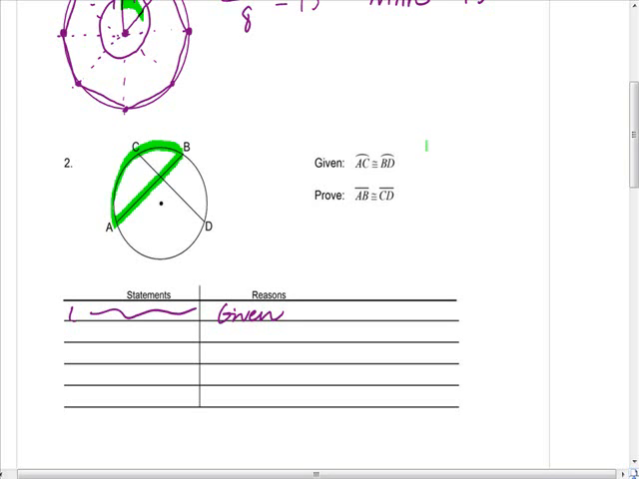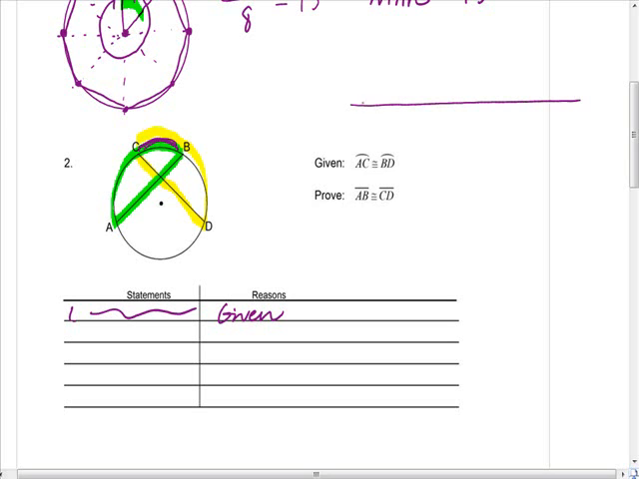Yes, Natalie? Could you do it the other way? You could, but it wouldn't be helpful. Well, it doesn't really matter. It's just, I think, less letters to write if you do it this way. And chord CD intercepts arc CD. All right. What do they have in common? CB. Yeah, they have CB in common from here to here.